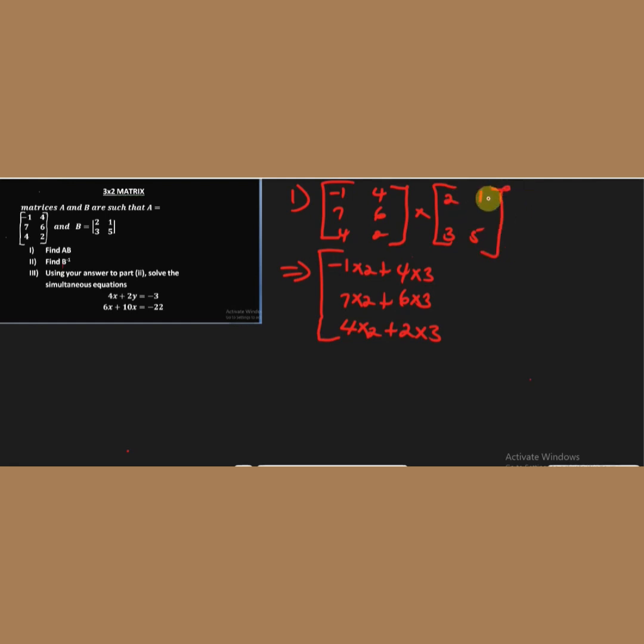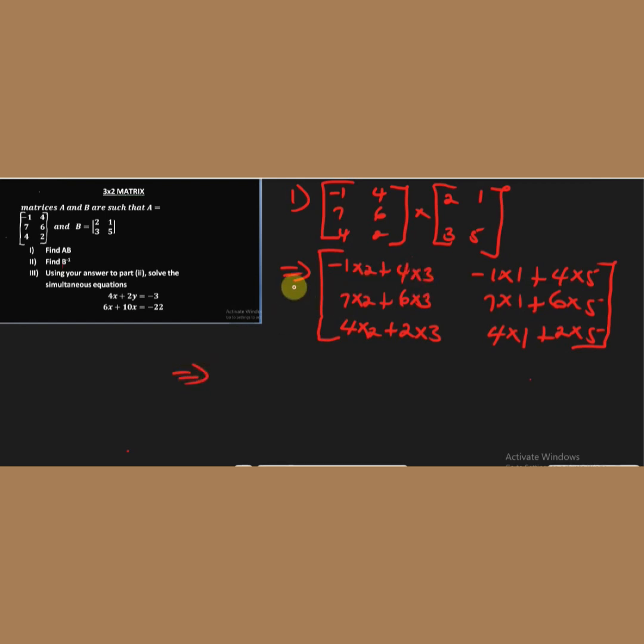So I will do the same for 1 and 5. Minus 1 times 1 plus 4 times 5. It's better to draw this as well. Then I'll go with 7 and 6: 7 times 1 plus 6 times 5. Then I'll go with 4 and 2: 4 times 1 plus 2 times 5. Okay, so this is how to do the multiplication.